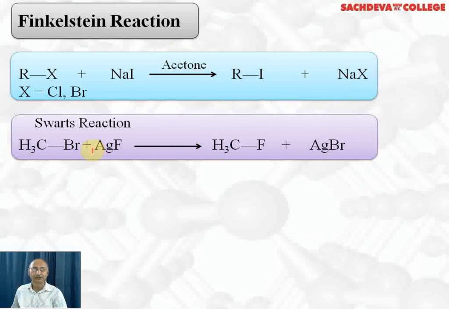To get fluoroalkanes, we use the Swarts reaction. CH3Br reacts with AgF to give CH3F plus AgBr. This is fluoromethane that is formed.